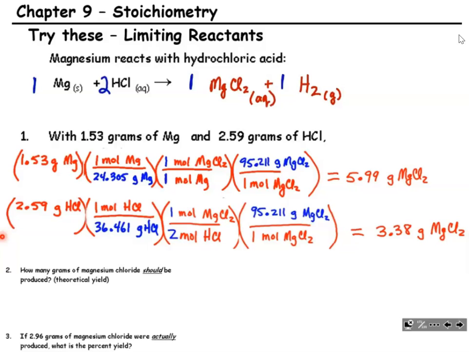Which one is the limiting reactant? Now, it's not this, because that's a product. The reactant is the thing in the front. All right? So the HCl is the limiting reactant. And the reason is that it will make the least amount of product. So when that runs out, we'll get 3.38 grams of magnesium chloride. If we used up all the magnesium, we'd get more, but the limiting reactant is going to tell us how much we actually do get.